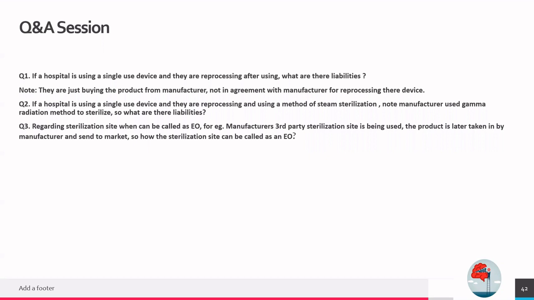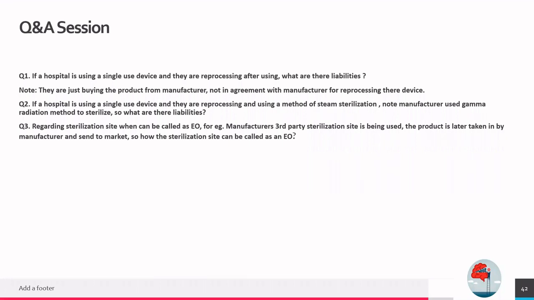The meeting will end in 10 minutes and this is the last question. Regarding the sterilization site, when can it be called an economic operator? For example, a manufacturer's third-party sterilization site is being used. The product is later taken in by the manufacturer and sent to market. So how can the sterilization site be called an economic operator?